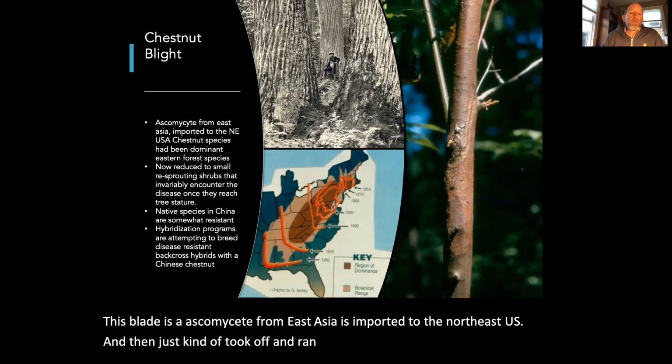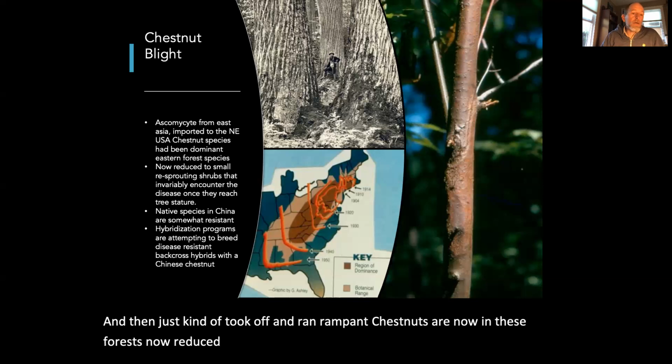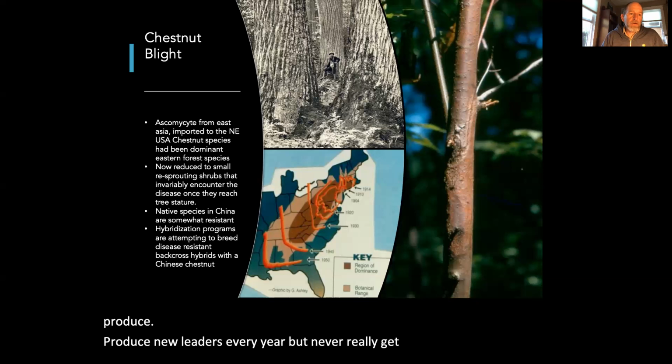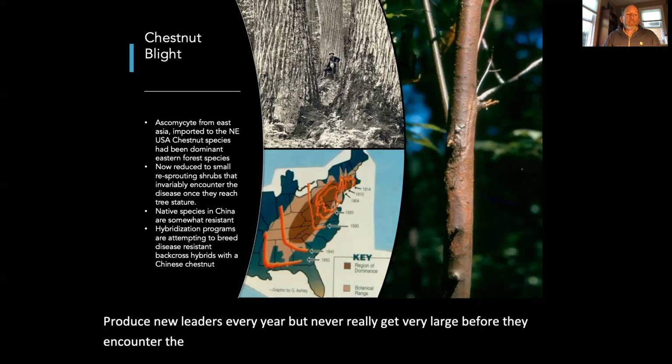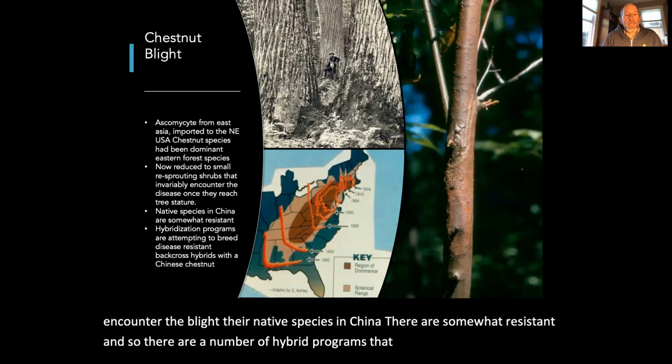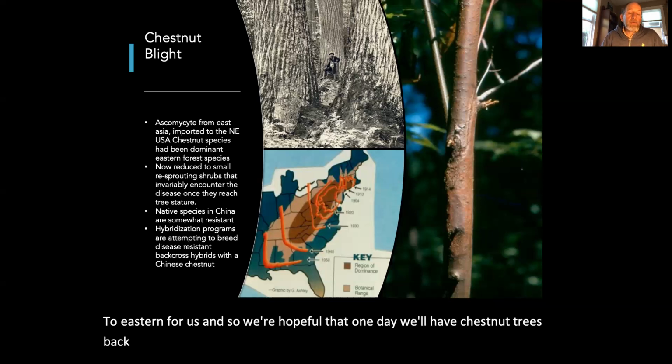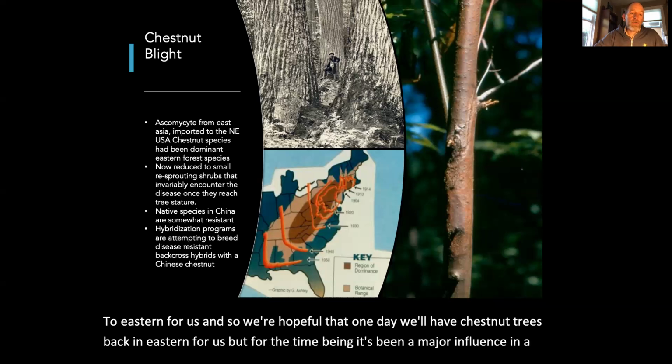Chestnuts in these forests are now reduced to small resprouting shrubs, almost tiny trees that produce new leaders every year, but never really get very large before they encounter the blight. There are native species in China that are somewhat resistant, and so there are a number of hybrid programs that are trying to reintroduce chestnut to eastern forests, and we're hopeful that one day we'll have chestnut trees back in eastern forests. But for the time being, it's been a major influence and a major change in eastern forests.